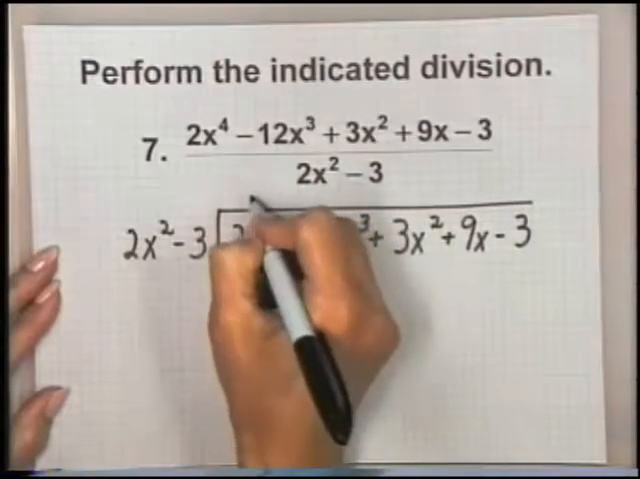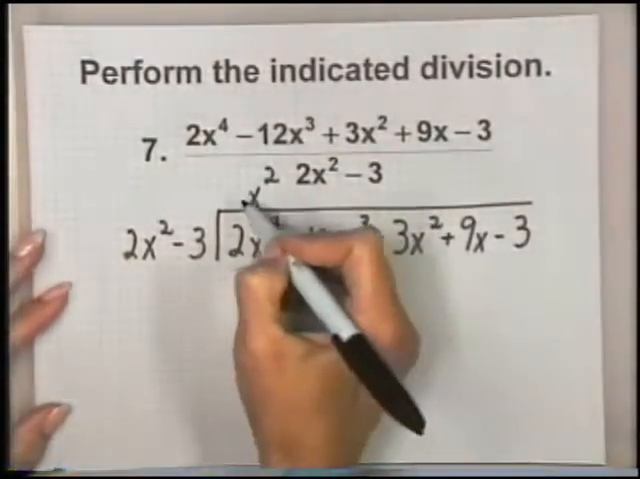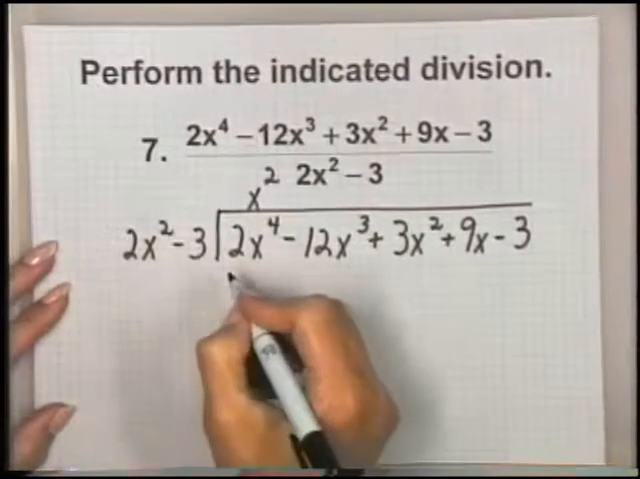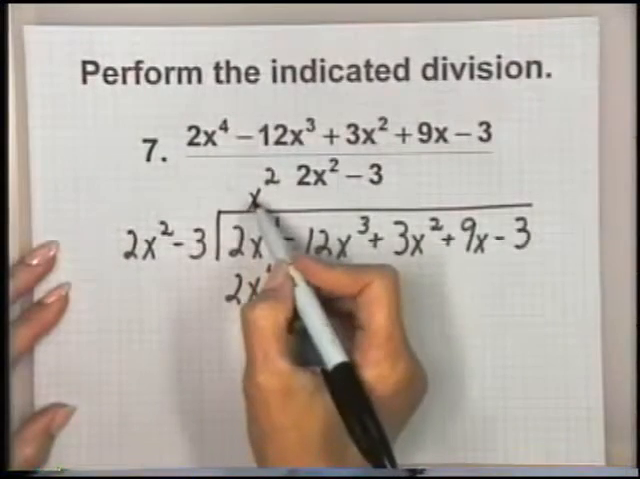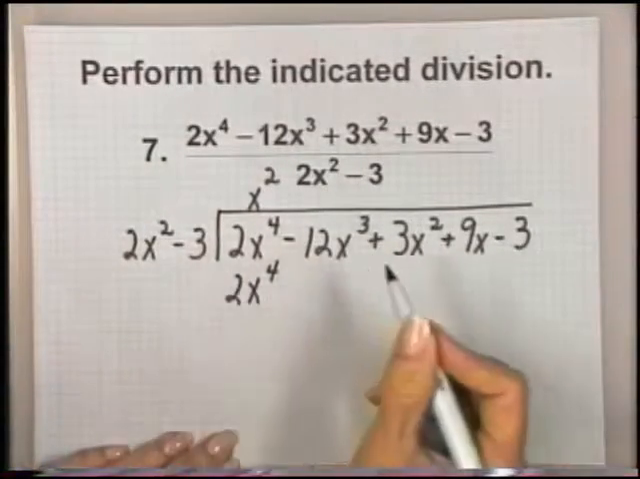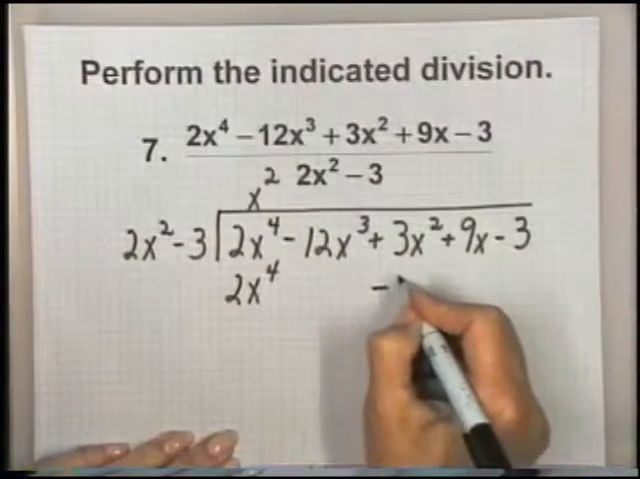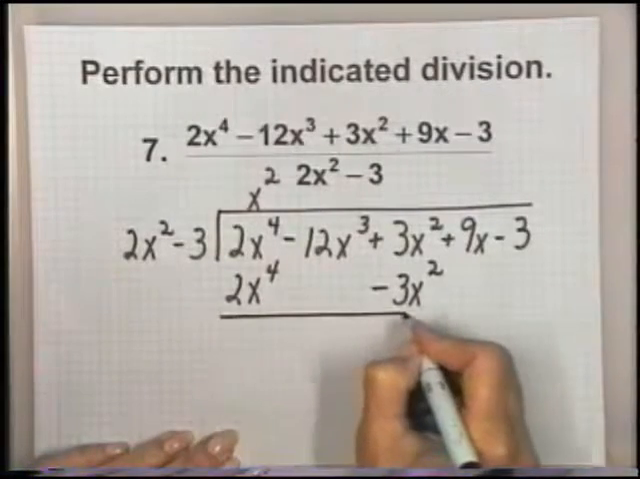Two x squared divided into 2x to the fourth will go x squared times. Let's multiply x squared times 2x squared, we get 2x to the fourth. Let's multiply x squared times minus 3, we get minus 3x squared. And notice I have to write that in the x squared column, don't I?